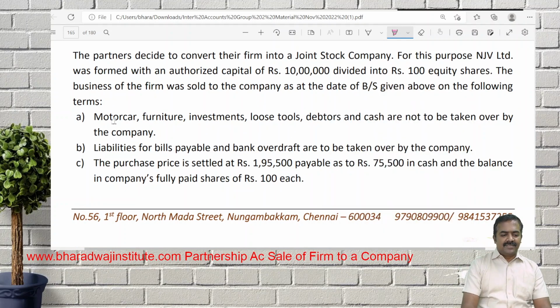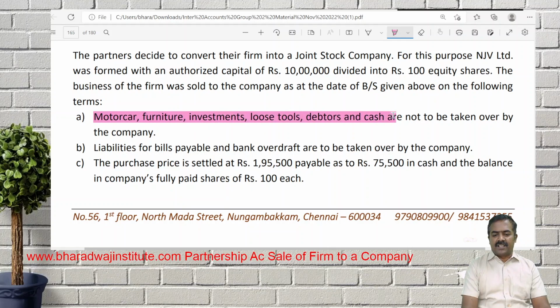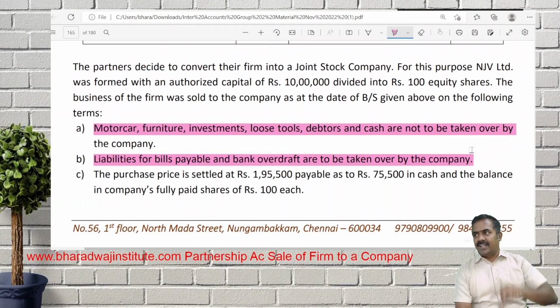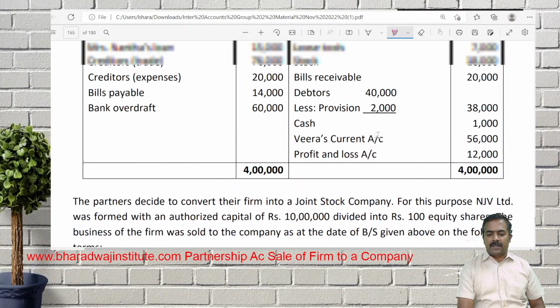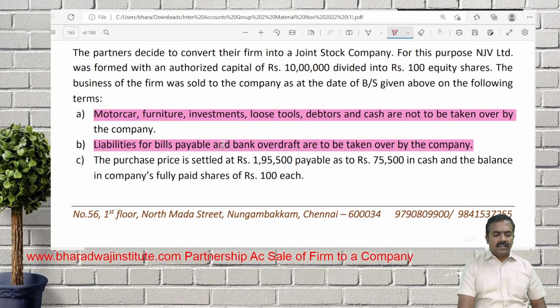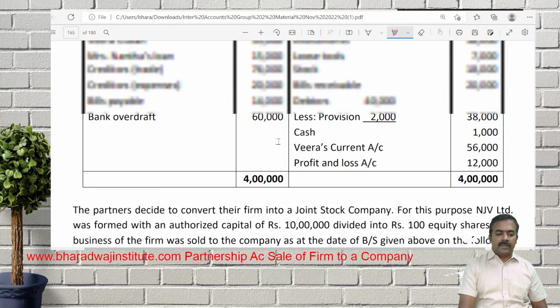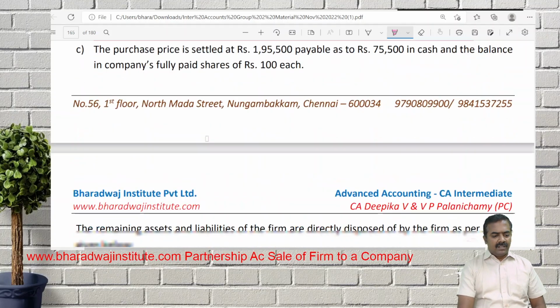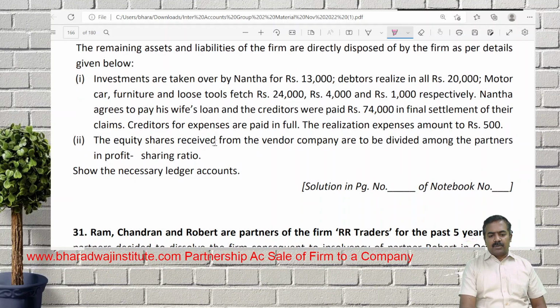They would have given it clearly. Motor car, furniture, investment, loose tools, debtors and cash are not taken over by the company. Liability for bills payable and bank OD are taken over by the company. You must read very carefully. In assets they would have given what is not taken over, in liabilities what is taken over. Motor car, furniture, investment, loose tools, debtors and cash are not taken over by the company, which means other assets are taken over by the company. Liabilities like bills payable and bank OD are taken over by the company. What else will they not take? The creditors and trade creditors for bills payable, and Mrs. Nanda's loan, they will not take over. Then they would have given details about assets and liabilities taken over.